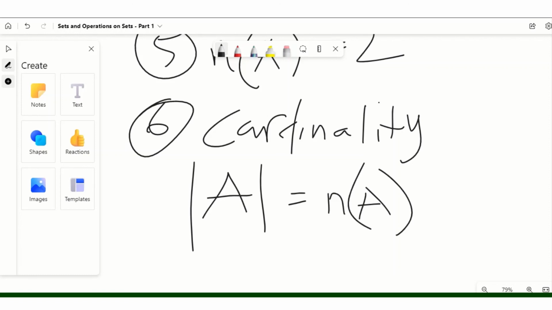So that brings us to the end of the definition of a set and set notations. And I hope you enjoyed this lesson.